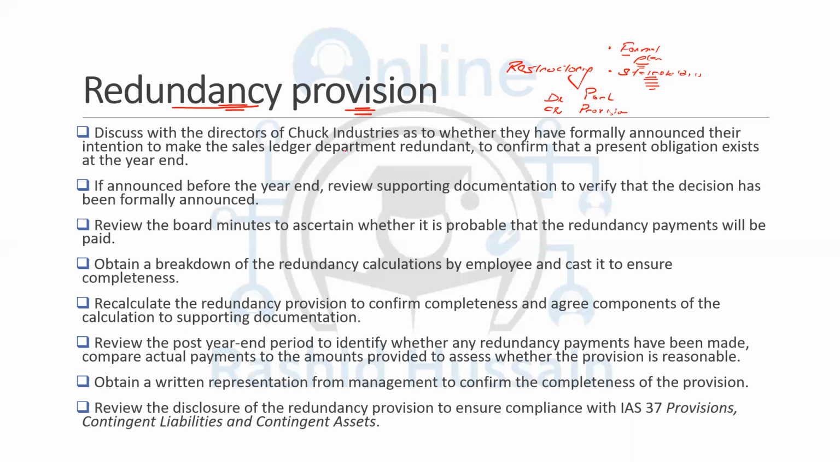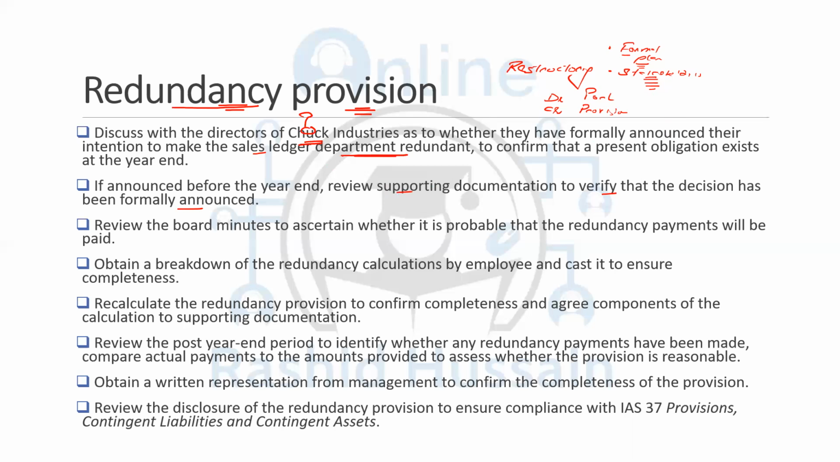So discuss with the directors of Chuck Industries. Now, if in the exam it is a case study question, just write the name of the company. Otherwise, discuss with the directors. And if it's about a specific company, just write the name of the company, asking whether they have formally announced their intention to make the sales ledger department redundant or whatever, to confirm that a present obligation exists. So there should be a formal plan communicated to stakeholders. If announced, review supporting documentation to verify that a decision has been formally announced. So you see that first of all, if you know the criteria and you know the accounting, you can make the procedures easily.